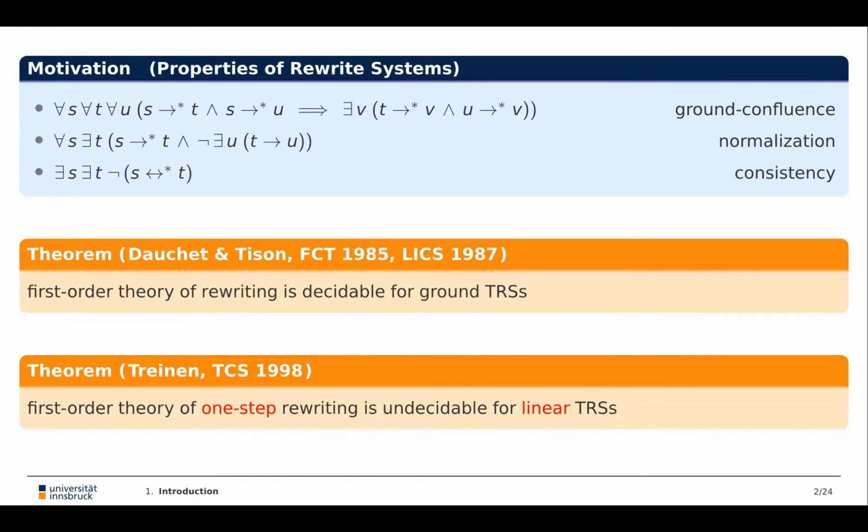There is, however, a limit to how far we can generalize this, of course. Here's a result by Treinen, which states that the first-order theory of one-step rewriting is undecidable for linear TRSs. And this is already very limiting, since one-step rewriting means that we only have a single predicate in the logic, which is the single-step rewriting. And already for linear TRSs, this is undecidable. So there's not much room to generalize more.